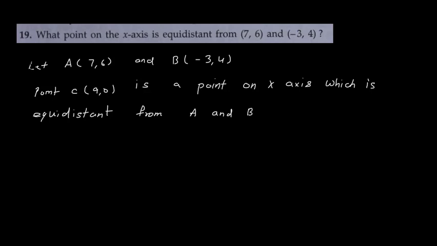Okay, so let A and B be given points, and there is a point C on the x-axis which is equidistant from A and B. So that is CA equals CB, so CA square will be equal to CB square. Now you use the distance formula and equate them.